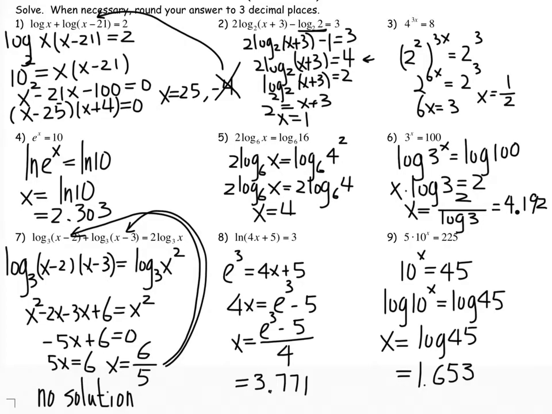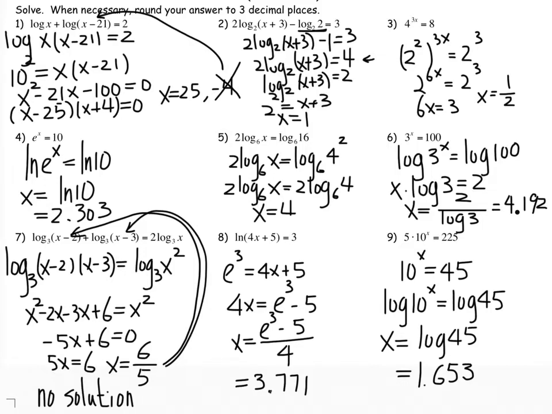Number 3, I can rewrite them into the same base. A number equals a number. Whenever I can make them into the same base, I'll just rewrite them into the same base. So my x equals 1/2. Number 4, natural number e raised to the x power equals 10. I don't think anyone can make this 10 into the base of e, so I just have to take the natural log on both sides. ln stands for natural log. So my x equals 2.303.